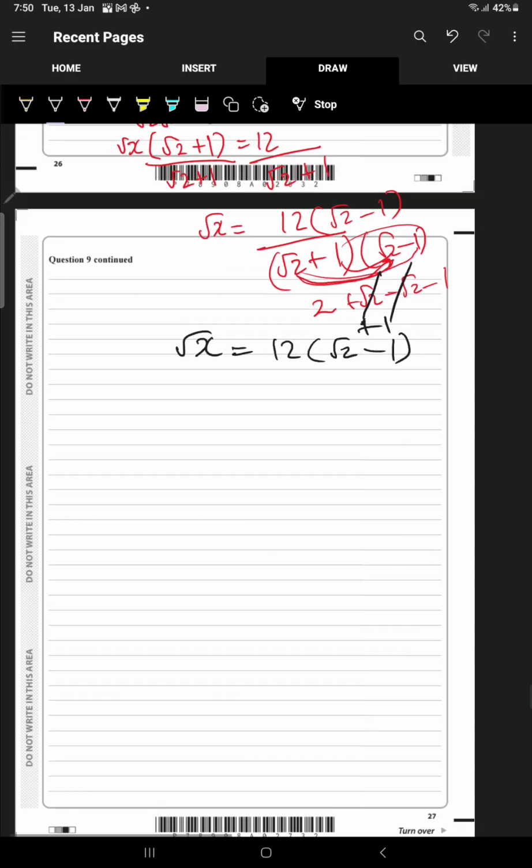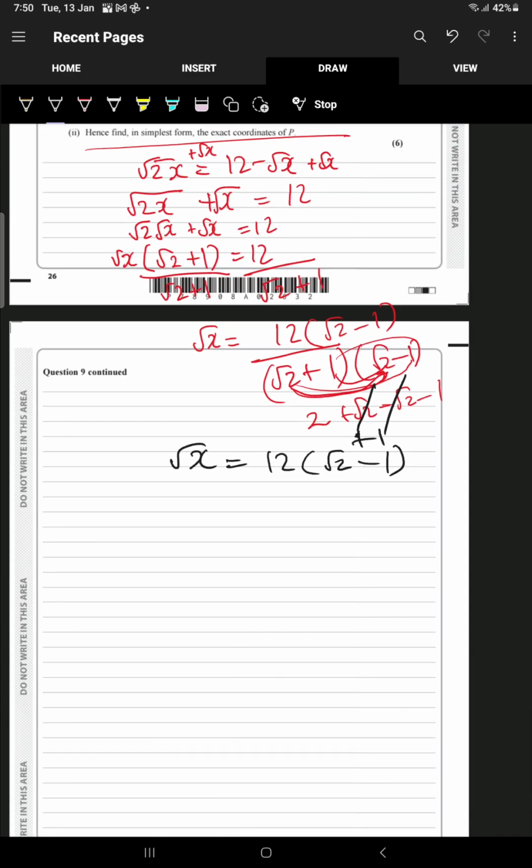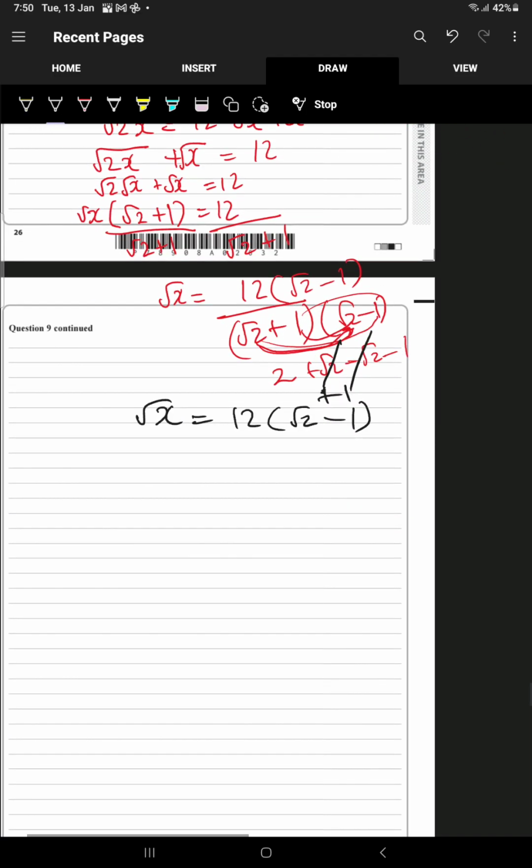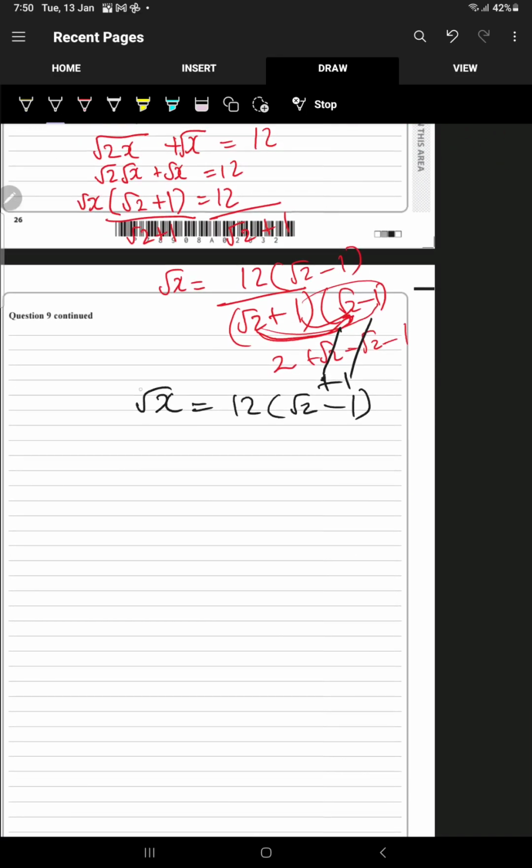So this is going to be squared. So what we can do is split the squares. Now 12 squared is 144. Now we have to expand this one.